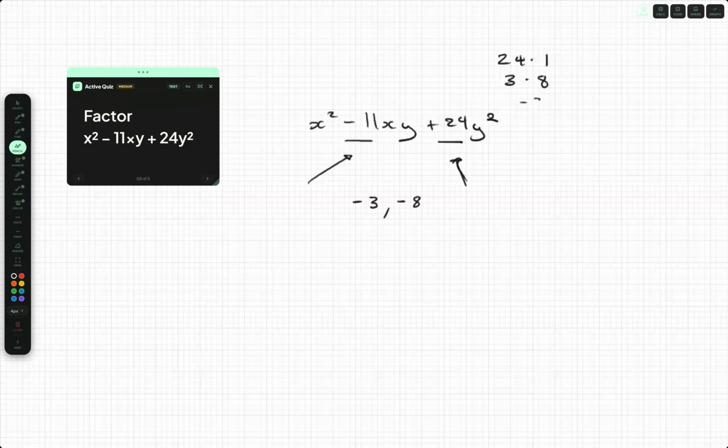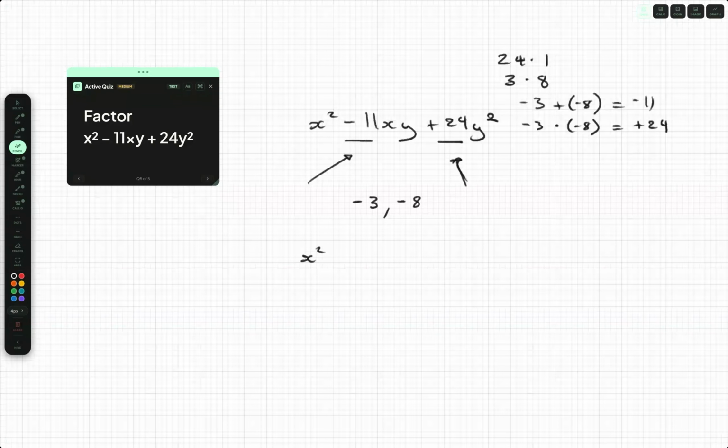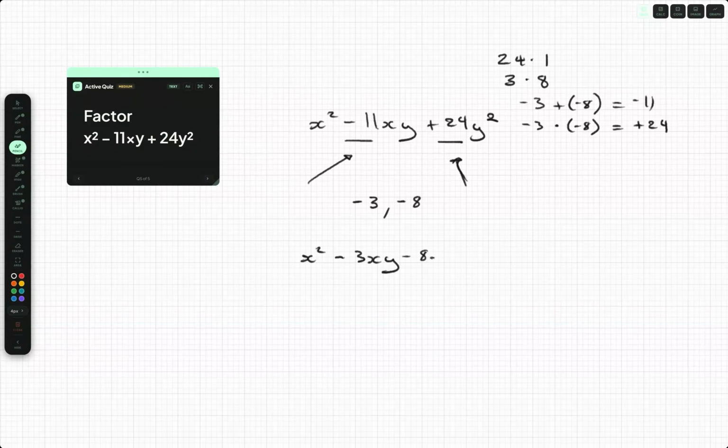And we can look at that. -3 plus -8. If we sum the both together, we'll get -11. And -3 multiplied by -8, well, that's just going to be +24. So this is our pair that we're looking for. Okay, let's rewrite this entire expression. So we've got x squared minus 3xy minus 8xy plus 24y squared.